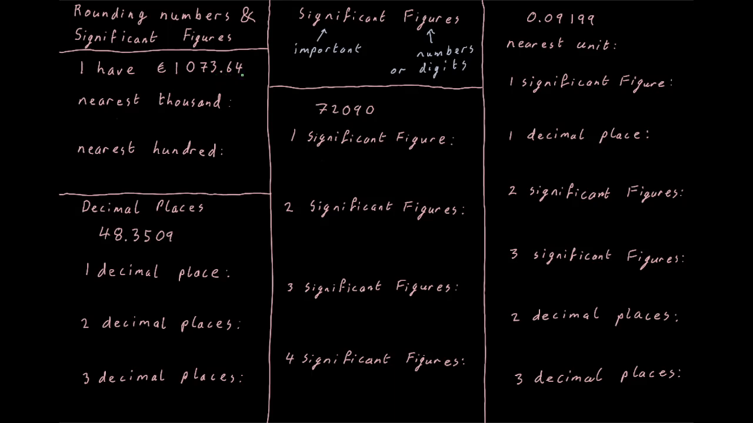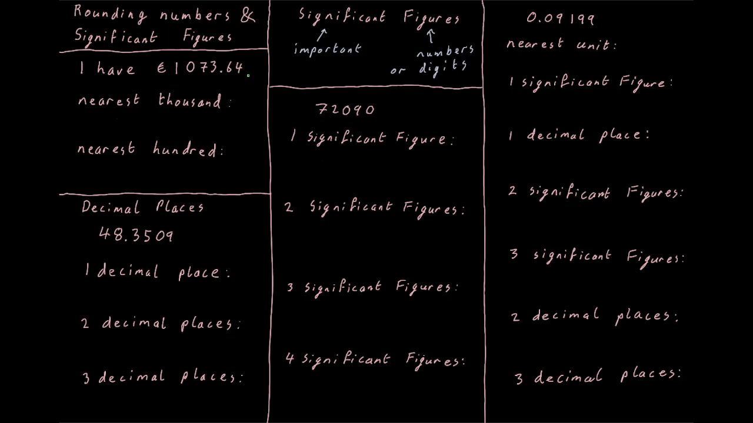€1,073 and 64 cent, if I went into school and I was asked how much money I'd saved over the summer, I would be unlikely to say €1,073 and 64 cent. I would probably round that number to something reasonable to give the person I was talking to an idea of how much money I saved over the summer. So more than likely, I'd say I saved €1,000 over the summer.